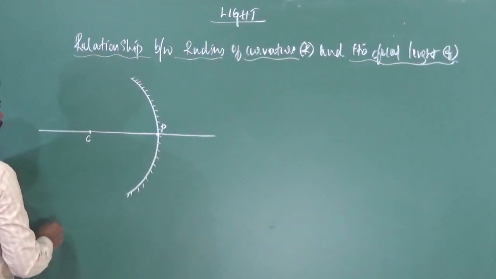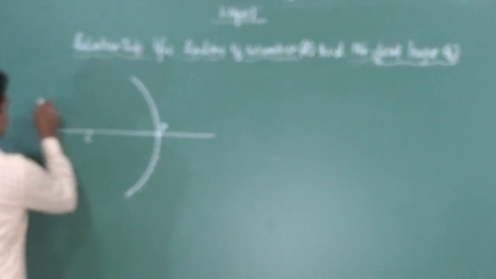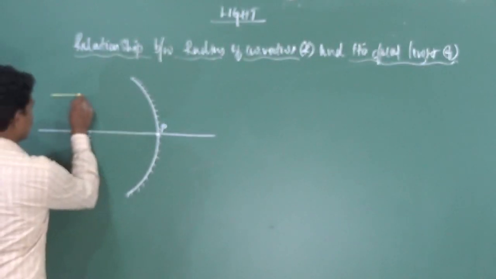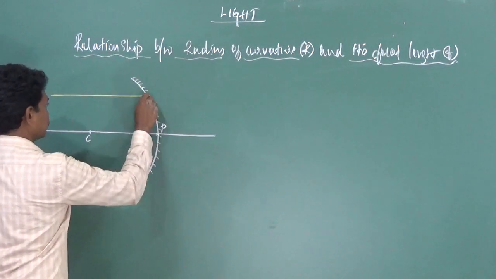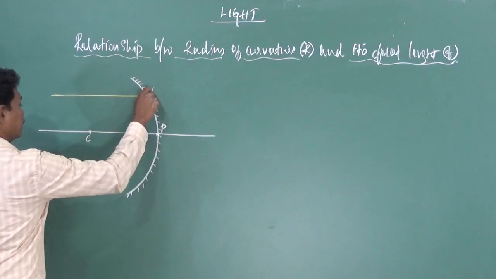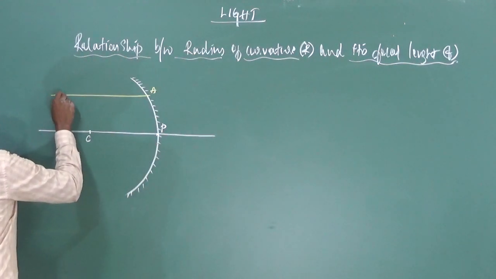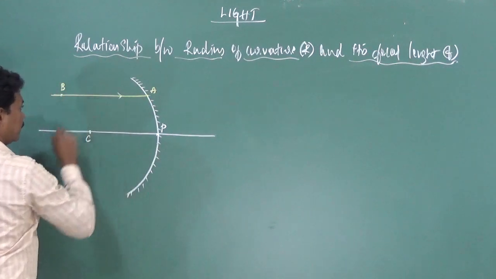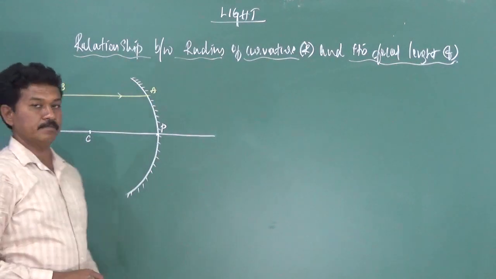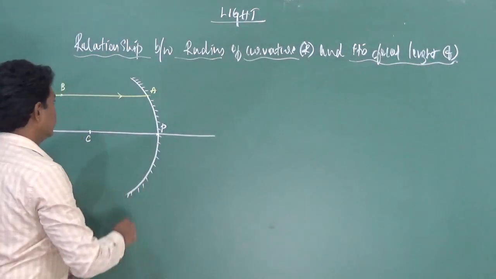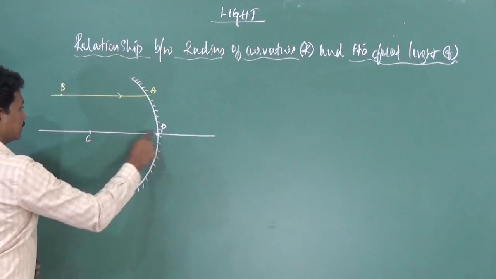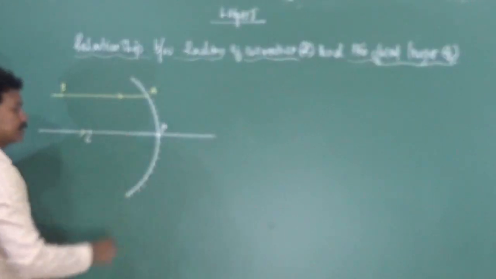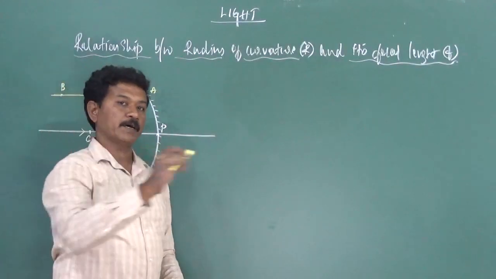Now let us imagine a light ray is falling on the mirror at some point on it. Let us call it point A. This is B, so BA is the ray of light falling on the mirror. Let us imagine that this light ray is parallel to the principal axis, traveling exactly parallel to it.